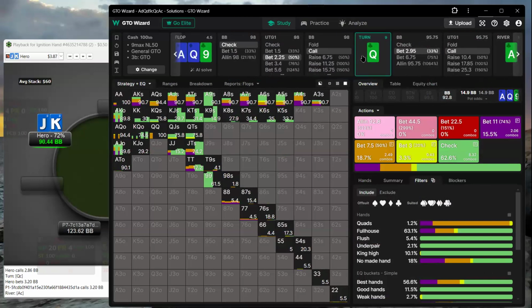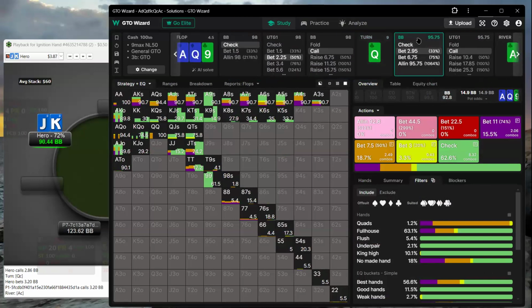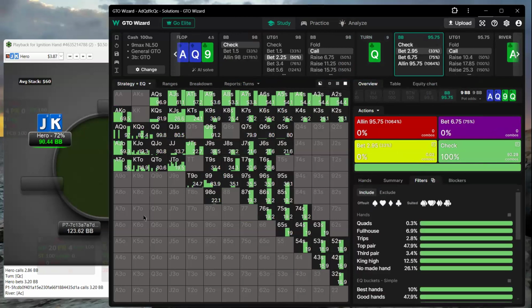But the queen pairing on the turn, I was under the impression that that could be a donk-able card for us. Well, I thought so too, because typically when the second card pairs, we get donk bets. So it's not like you're far off on thinking that.